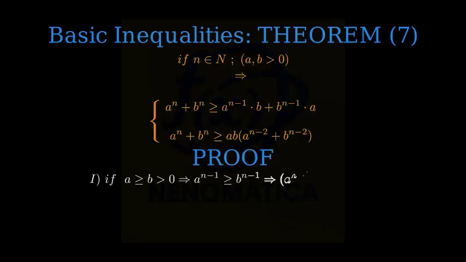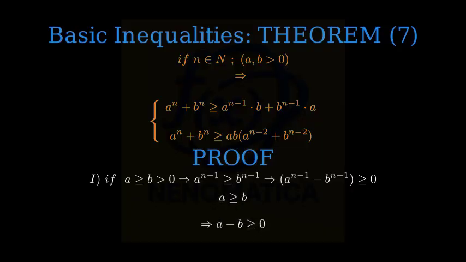Let's begin with the first part of the proof. If a is greater than or equal to b and greater than 0, then a to the power of n minus 1 is greater than or equal to b to the power of n minus 1. This implies that the difference between a to the power of n minus 1 and b to the power of n minus 1 is greater than or equal to 0.